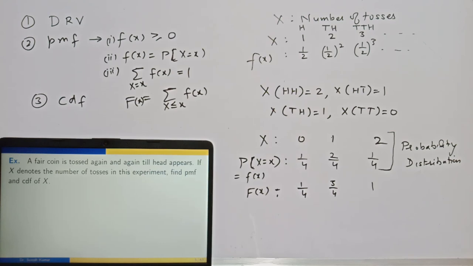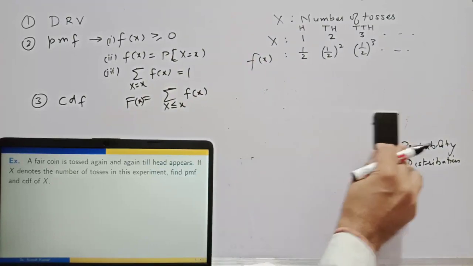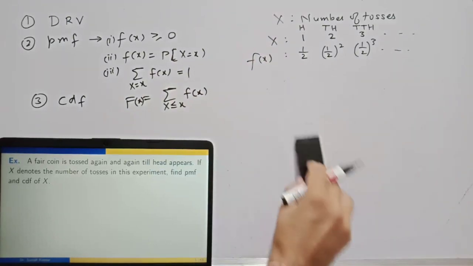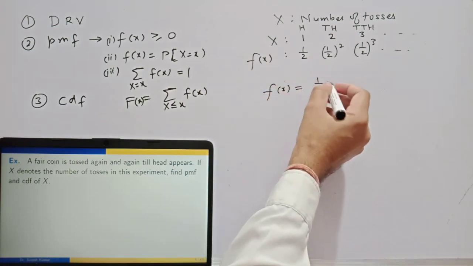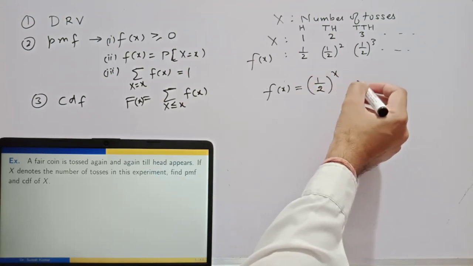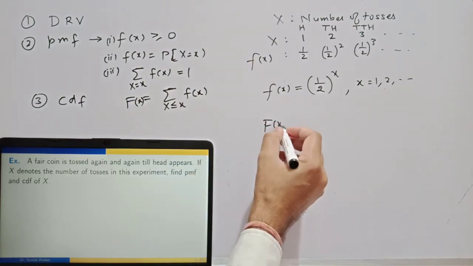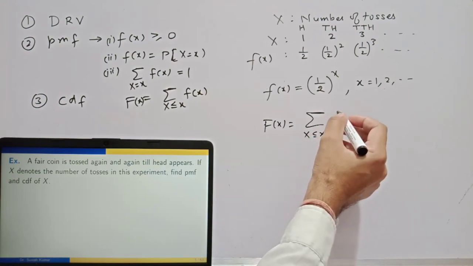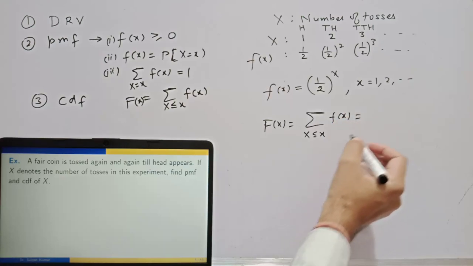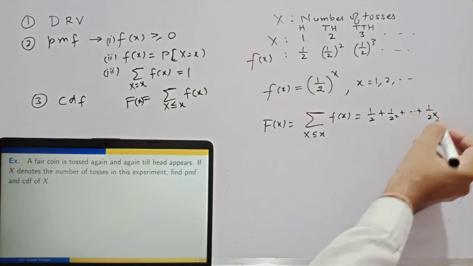Of the random variable x, how to write the CDF? Add the probabilities up to the given value of x. But you can write small fx as well as the capital Fx function in compact form. How can you write it? 1 over 2 power x, where x goes from 1 to 3 and so on. What is capital Fx? Sum of the probabilities up to x. This is the definition, right? Sum of probabilities up to x means 1 over 2 plus 1 over 2 square and so on, up to 1 over 2 power x.